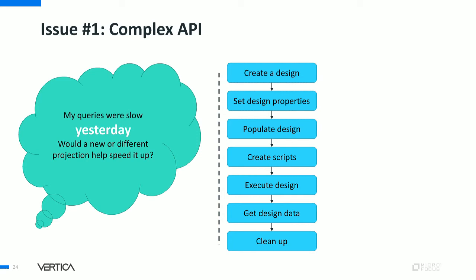The first issue is that DBD API is too complex. In most situations, what users really want is very simple. My queries were slow yesterday. Would a new or different projection help speed it up? However, to answer a simple question like this using DBD, users will very likely have the documentation open on the side because they have to go through a whole complex flow from creating a projection, running the design, getting the output, and then cleaning up the design at the end.